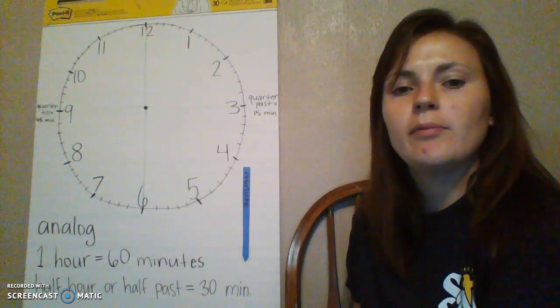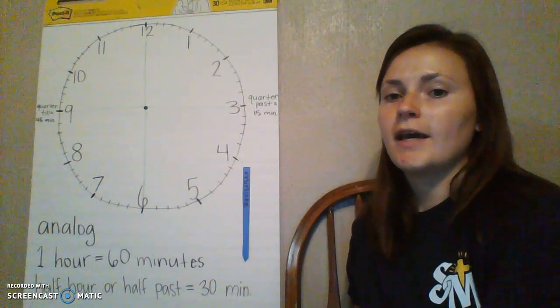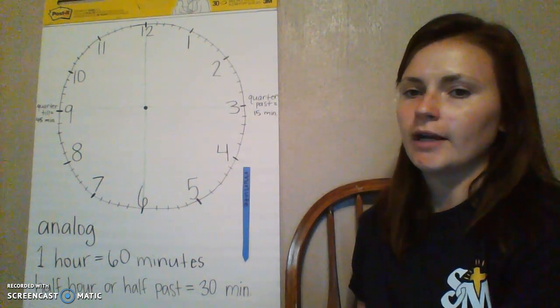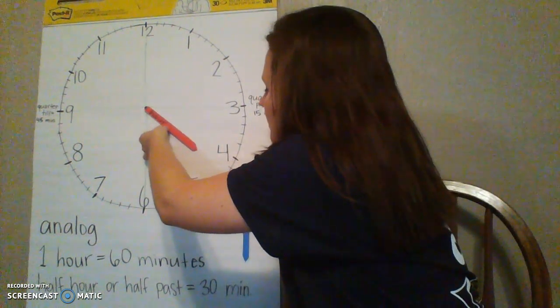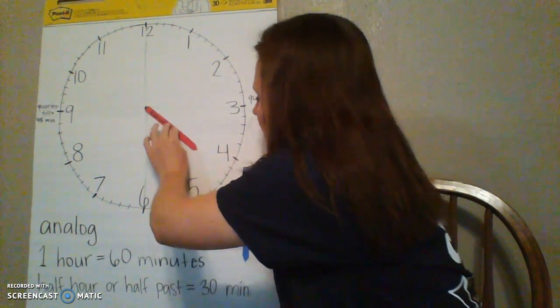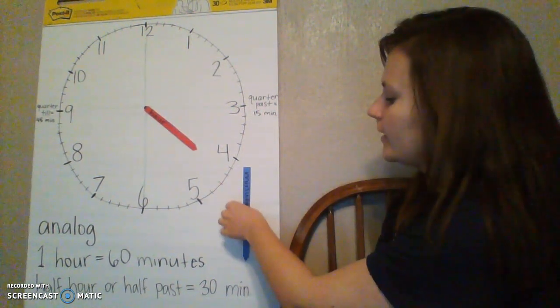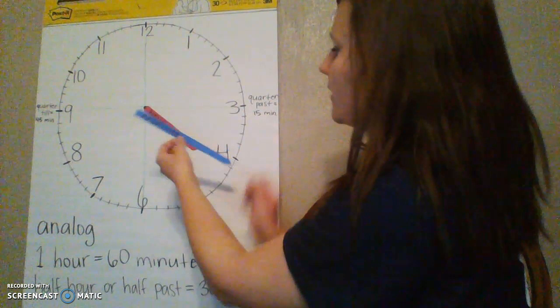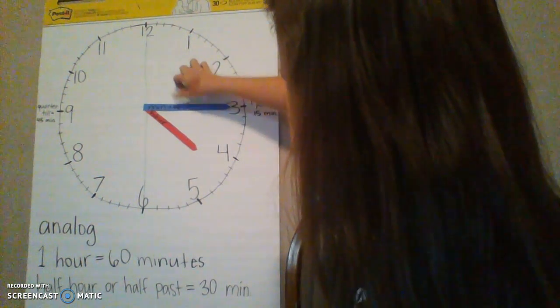4:15. Now, if you remember, when the minute hand moves, so does the hour hand. So this is not going to point right to the 4. It's going to move a little bit past it. I'm going to put it right there. Now, it's not pointing right to the middle because my minute hand, if I'm going to say 4:15, my minute hand goes right to the 3.